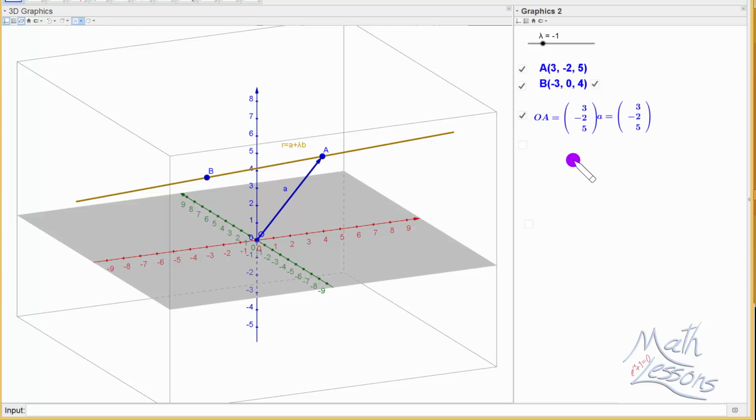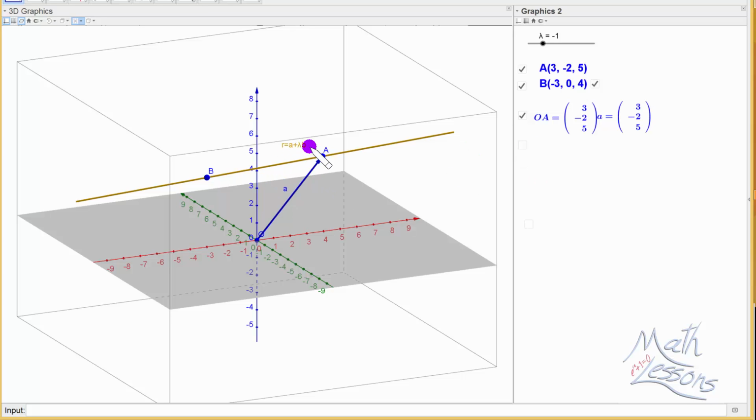And here we go. So the position vector OA, given by the little vector A, is going to be 3, minus 2, 5, which is just given by the coordinates. So that's going to be our A in this vector equation, 3, minus 2, 5.